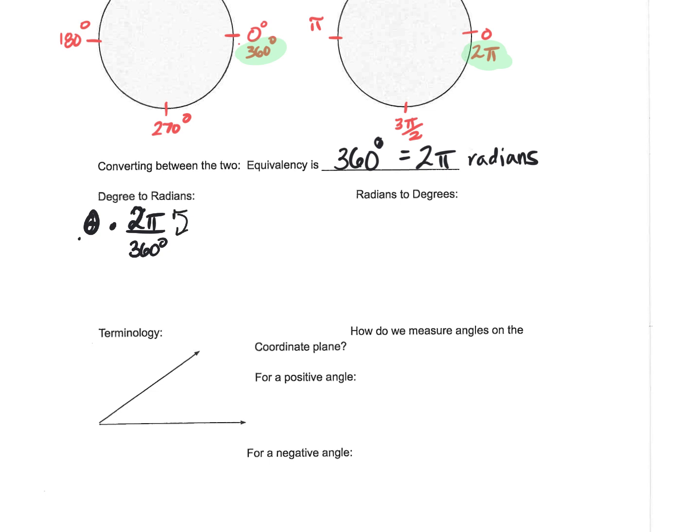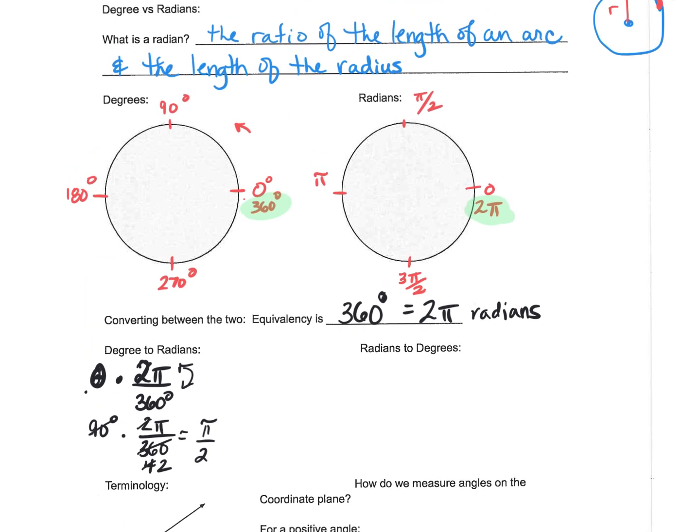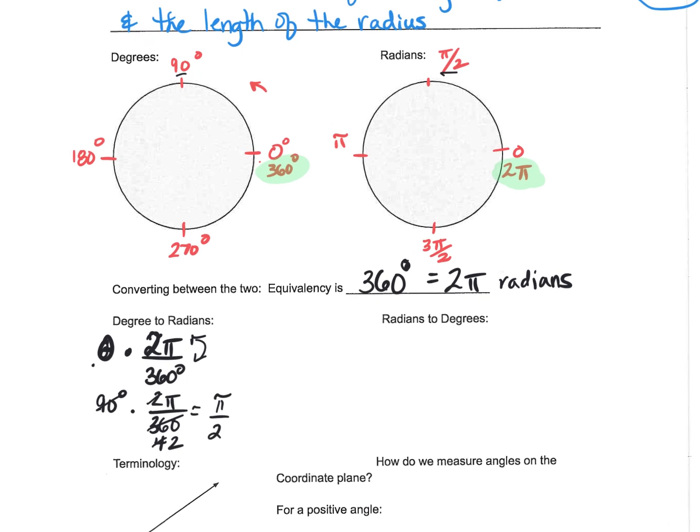So, for example, if I want to switch 90 degrees out, then I'm going to do 2 pi over 360. 90 goes into 360 how many times? How about 4? 9 goes into 36, right? 2 goes into 4 how many times? Twice. So 90 degrees is the same as pi over, and look at that. 90 degrees is the same as pi over 2. See them? So why don't you try one for me here?